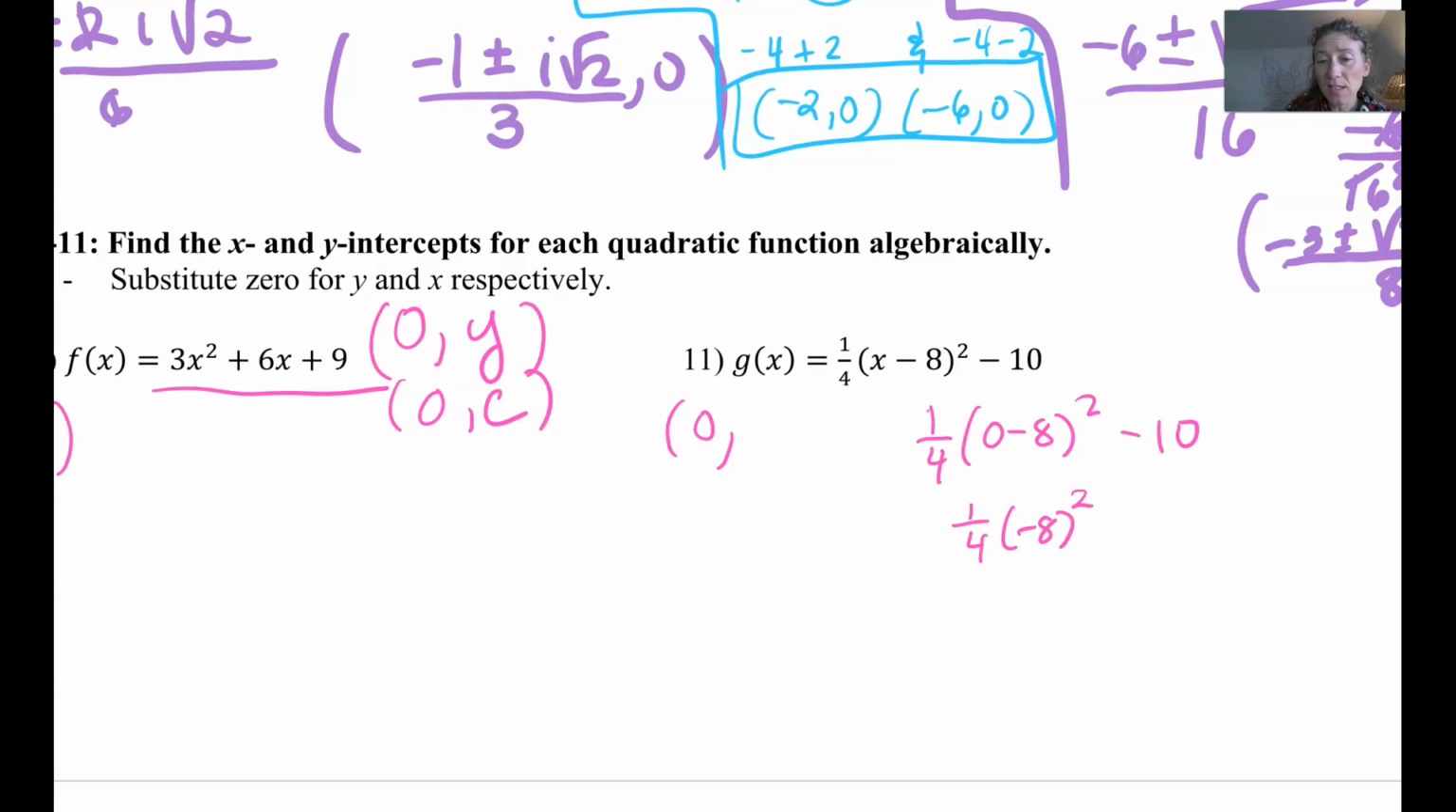And it's the parentheses that has the exponent. So I do -8 squared, which is going to be positive 64. So I have 1/4 times positive 64 minus 10. So this really means I'm multiplying these. So it's 64 divided by 4. So that's going to be 16 minus 10. I get 6. So 0, comma 6 for the y-intercept.